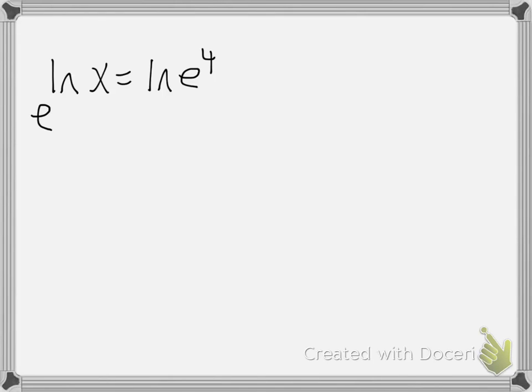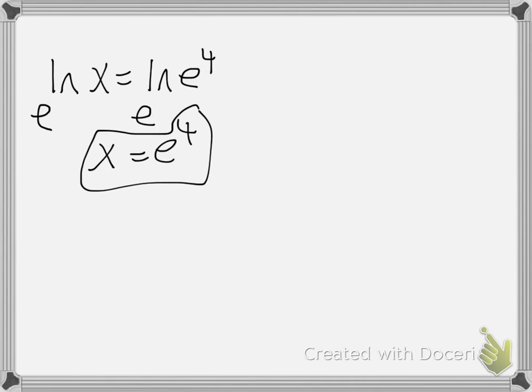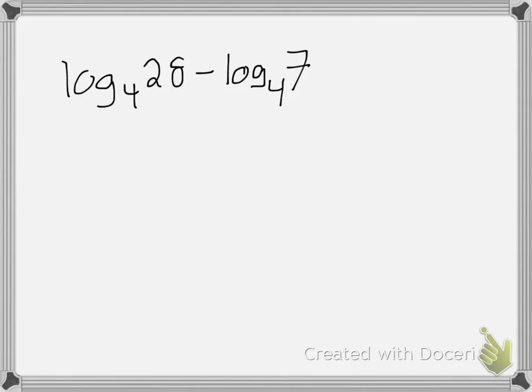Make this e to the ln of x, make this e to the ln of e. E to the ln, that disappears, so it becomes x. E to the ln of e to the 4th is just e to the 4th. Oh, look. X equals e to the 4th. Done. One problem left. Last problem.